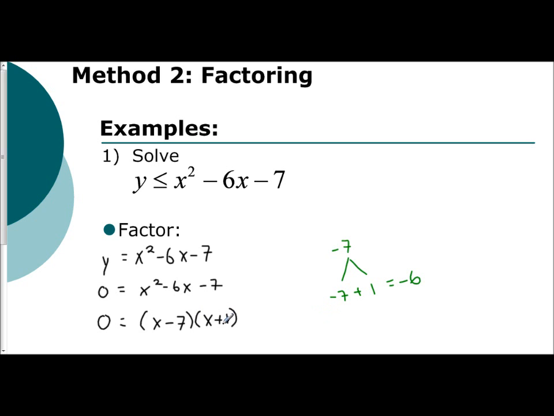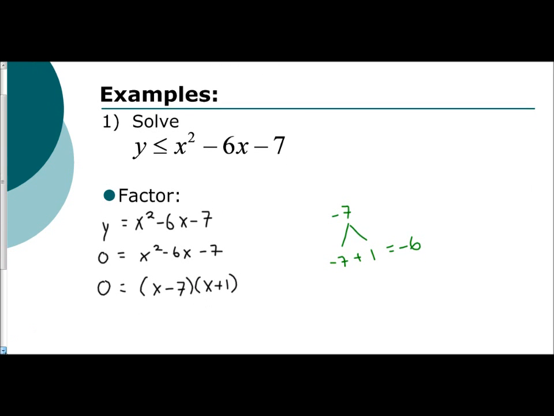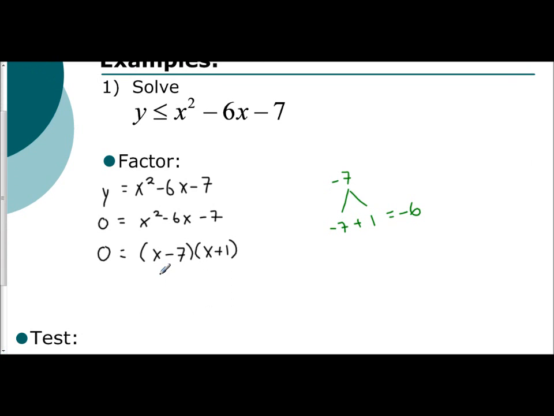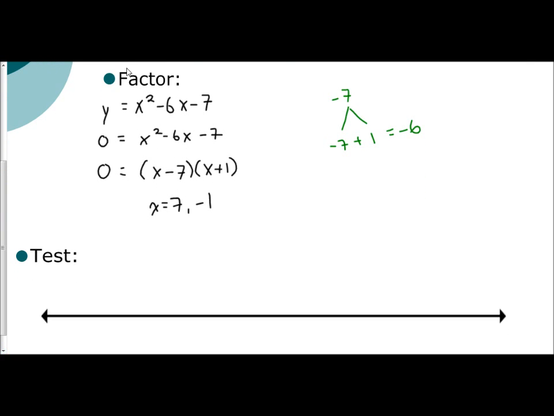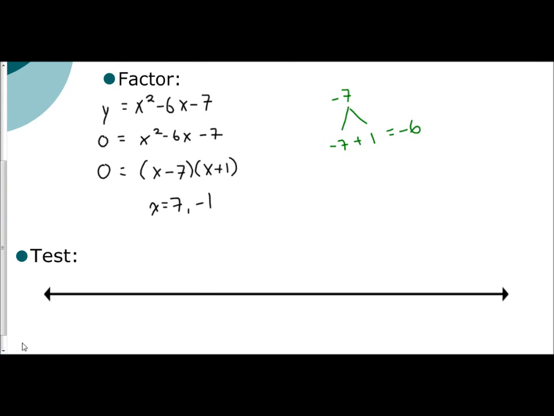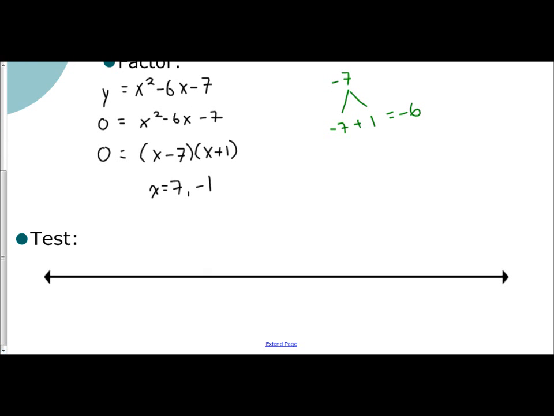And so I factored the inequality, and now I'm going to find the solutions for it. Set each one equal to 0. x minus 7 equals 0, x is 7. x plus 1 equals 0, x is negative 1. Those are my solutions if it were an equation. So what I'm going to do is mark those solutions on the number line. So we're at negative 1, and you have positive 7.